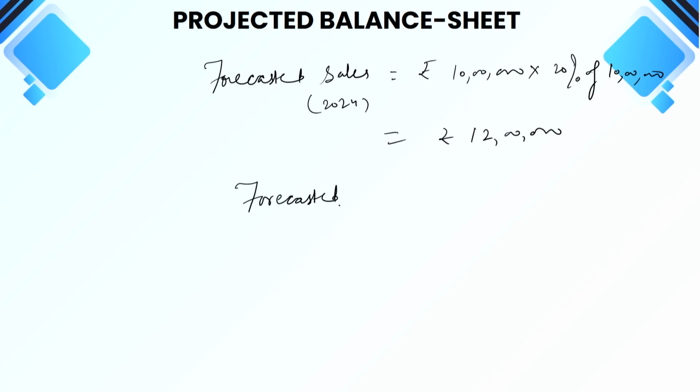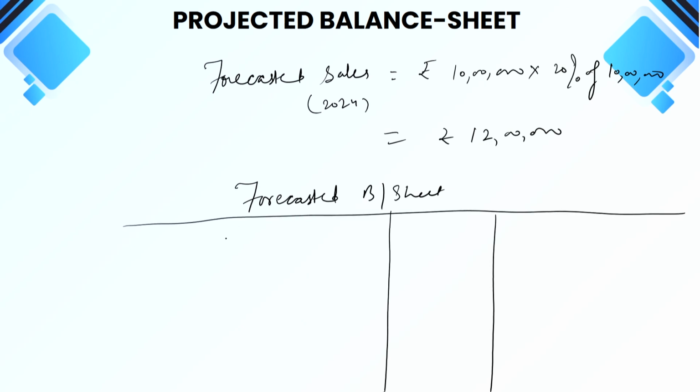Forecasted balance sheet of the company. So I'm putting one more column for the calculation purpose and then for the final amount, which is our forecasted amount. Here we can put the particulars. Here we put the percentage of sales, and here we get the projected amount, which we will mention in thousands.